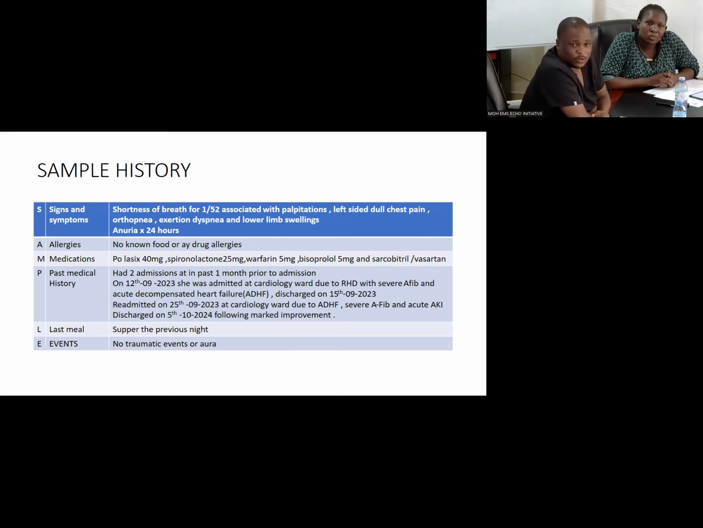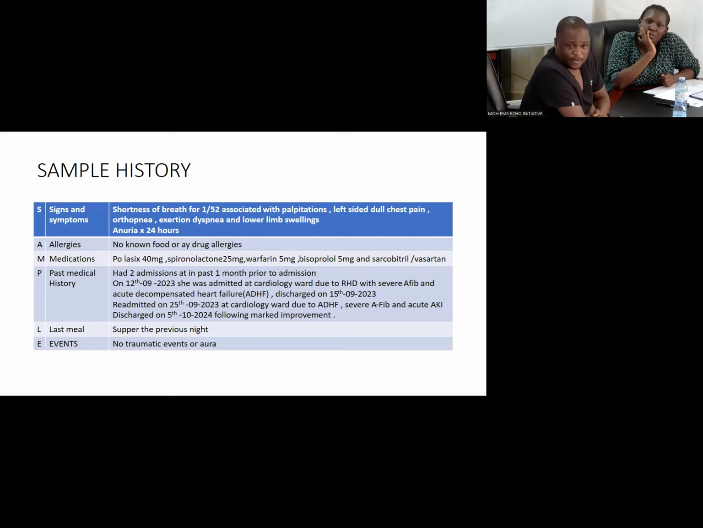The first admission was last year, where she was admitted at the cardiology ward, where she was being managed for rheumatic heart disease with severe atrial fibrillation and acute decompensated heart failure. However, she was there for 3 days and she was discharged on improvement.